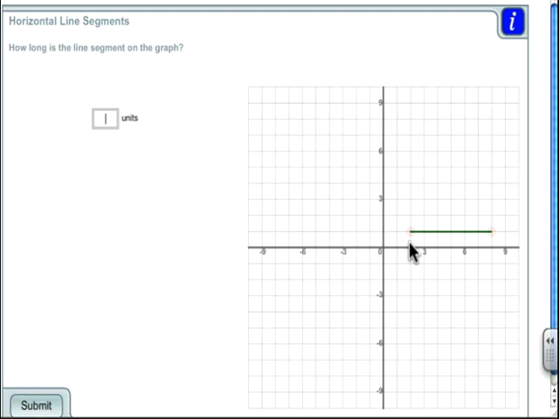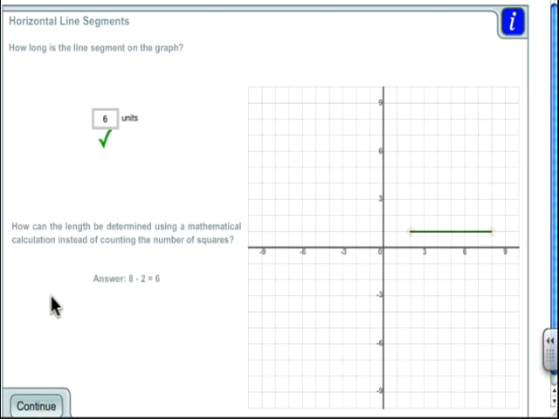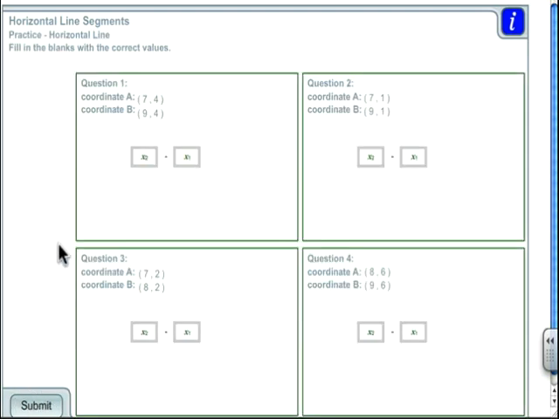This segment we can see from counting the squares is 6 units long. Again, we simply take the x-coordinate at this end, which is 8, and subtract the x-coordinate at this end, which is 2. 8, take away 2, length is 6. So now let's practice with horizontal line segments.